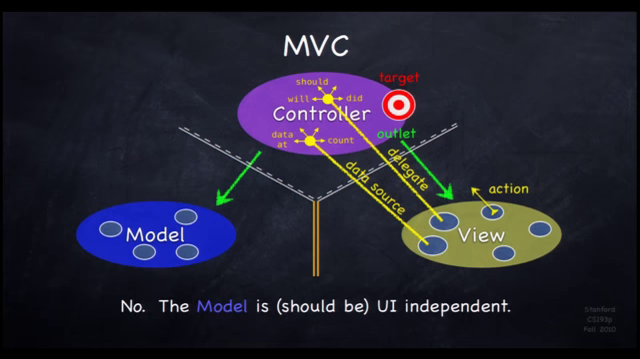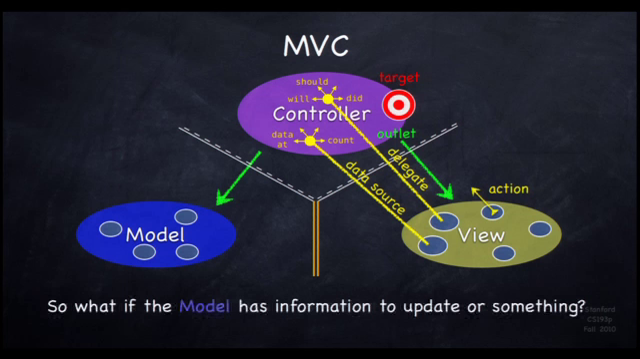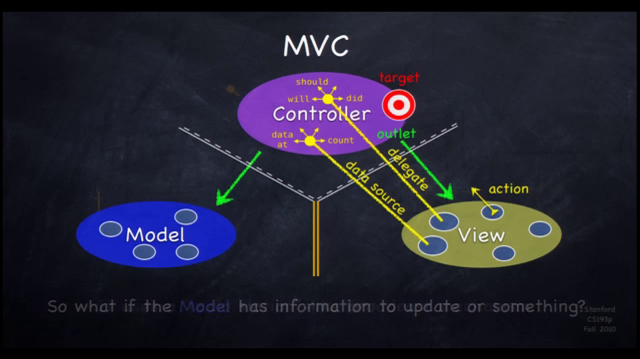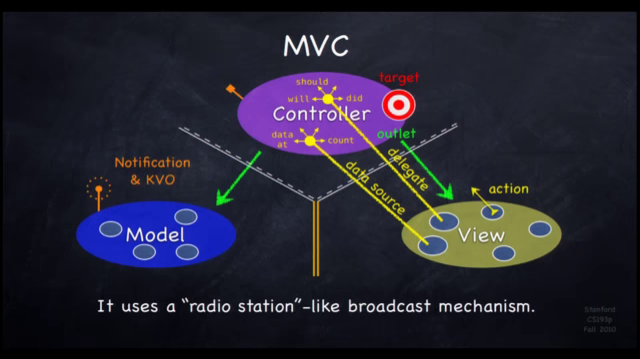However, sometimes things change in the model. Okay? A spaceship moves, or it gets blown up, or something else changes. A new player joins the game. So what happens? How do we let the controller know, or let the UI of the model know that things have changed? Well, the SDK provides a mechanism which I describe as kind of like a radio station. Okay? It's called notification, and there's another mechanism called KVO, key value observing.